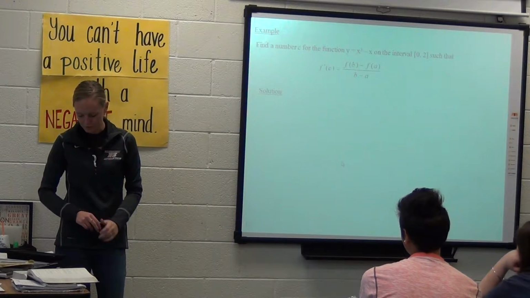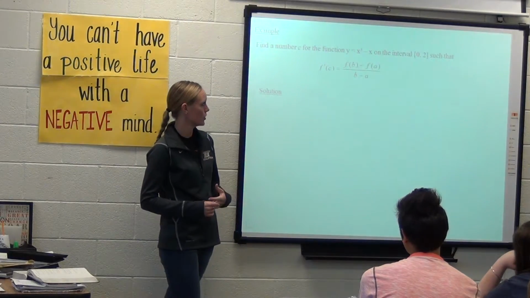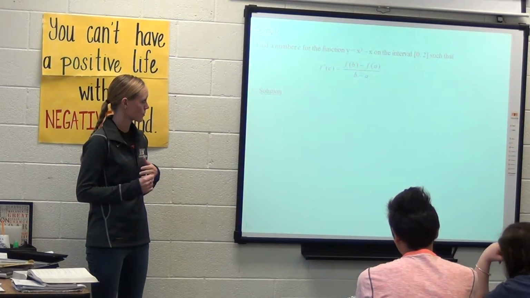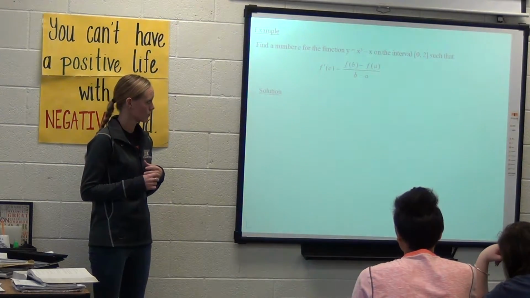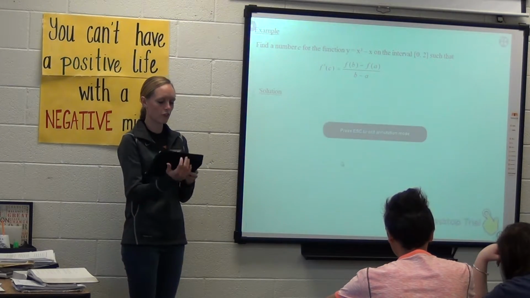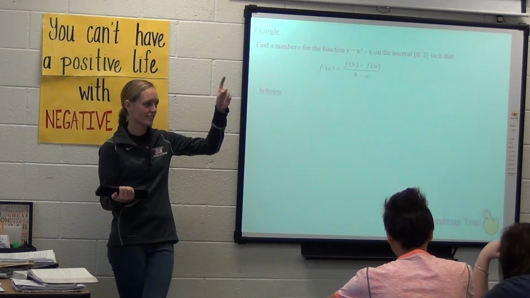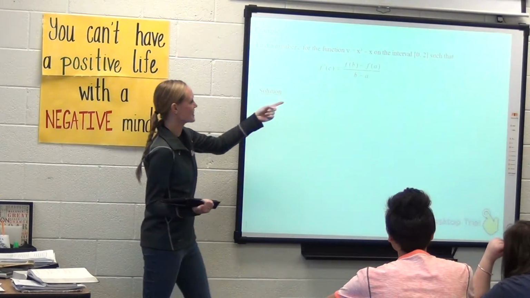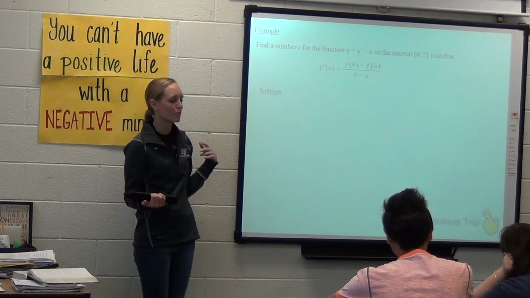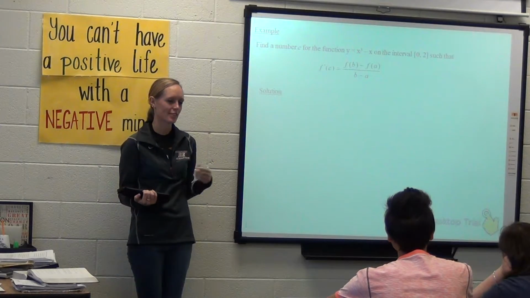Alrighty. Find a number c for the function y equals x to the third minus x on the interval 0, 2. And we're trying to find it using this mean value theorem here. So, before I can even apply this theorem, what are the two things I need to know? Is it continuous? Is this function continuous? Yes. How do we know? It's a polynomial. Polynomials are continuous everywhere. Is it differentiable? Yes, it's a polynomial.